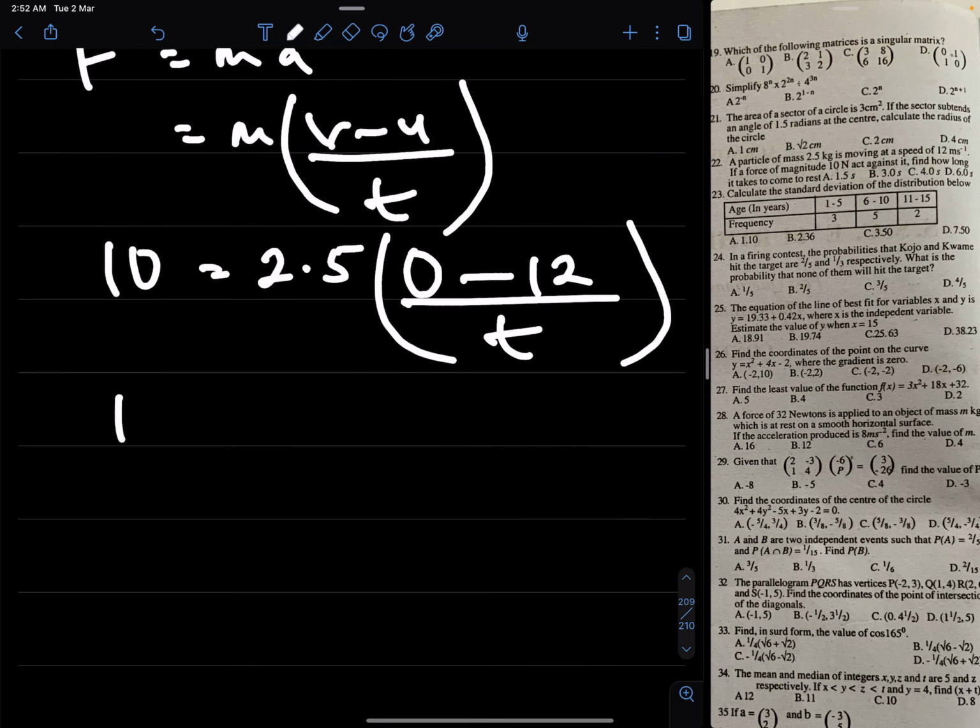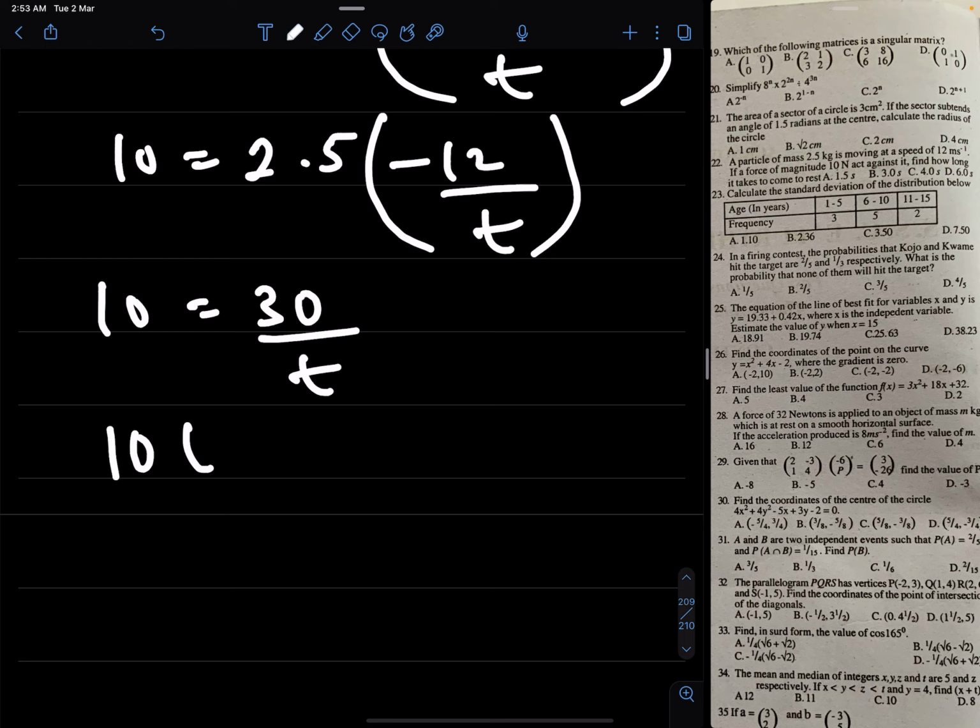So I can write it simply as 2.5 times 30, which is 2.5 times 12, which is 30. So that's 30 over t. I'm ignoring the sign because it's just to show direction, and this simply means 10t equals 30, which means t equals 3 seconds. And the correct option therefore is B, 3.0 seconds.